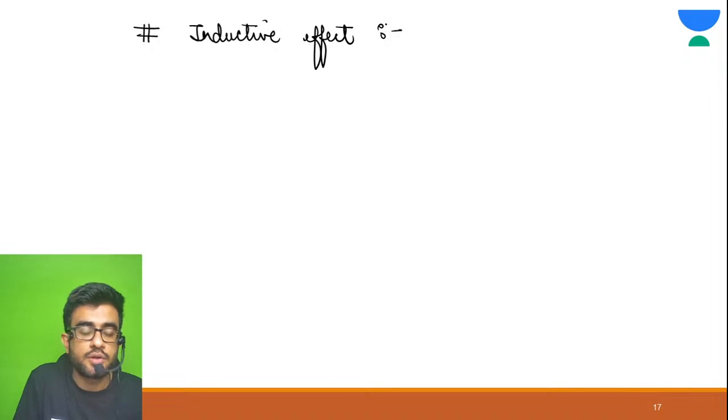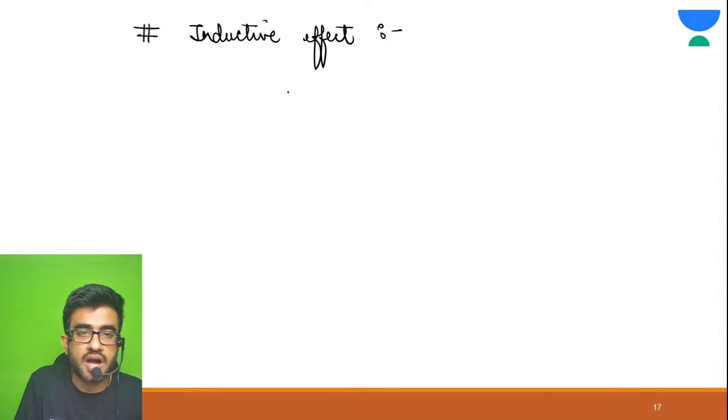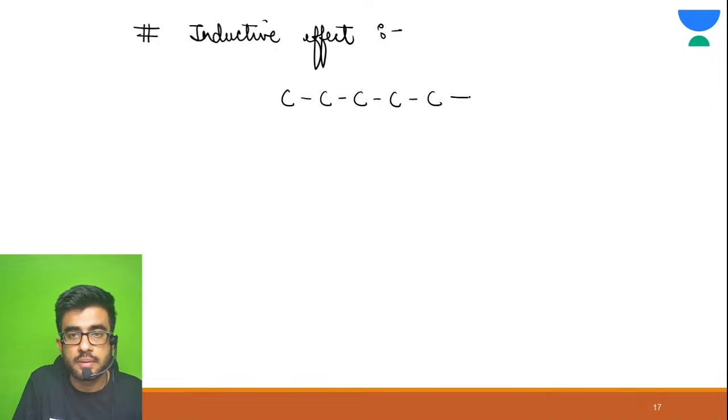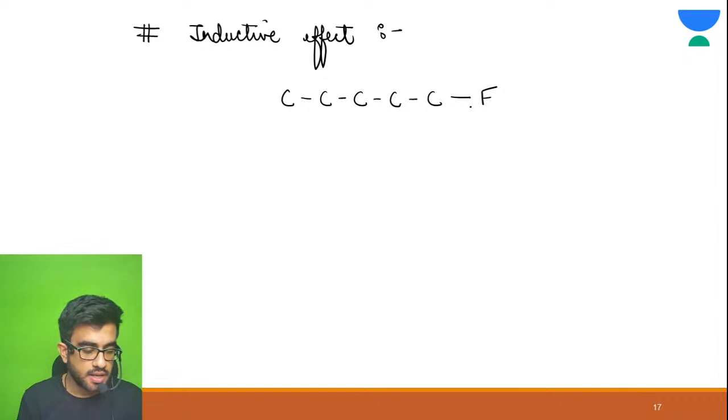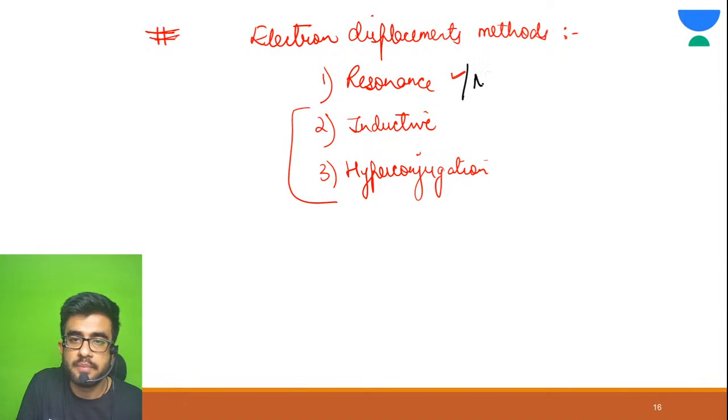Now just pay attention here. Suppose these are your carbons, and suppose I add fluorine here. Mesomeric effect is the same as resonance only. Yes, Richu, resonance is also known as the mesomeric effect.